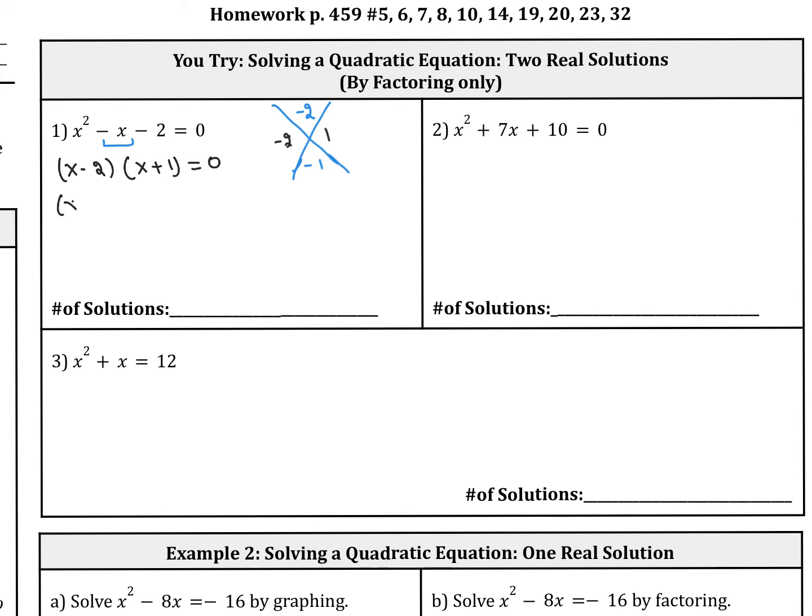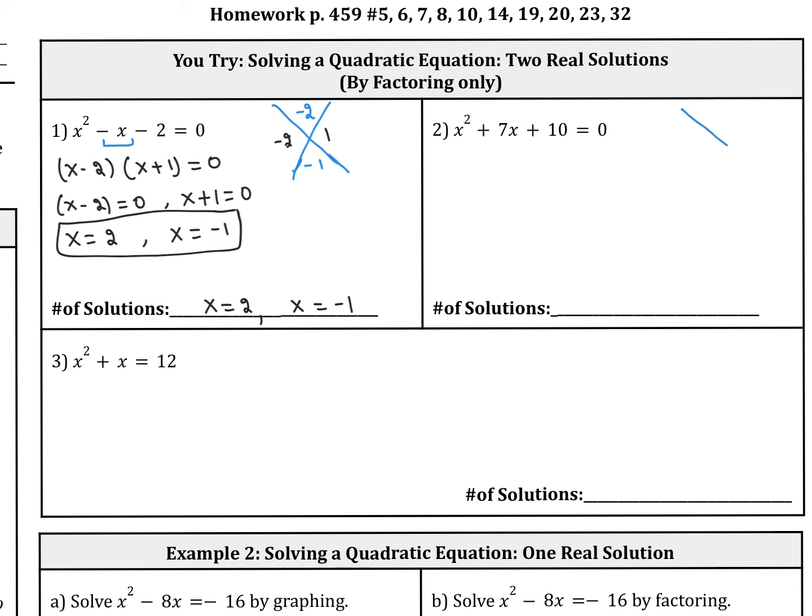Now we're going to do the zero product property. So put them equal to 0 one by one. And I got two answers, that is x equals 2 and x equals negative 1. So the two real solutions are x equals 2, comma, x equals negative 1.